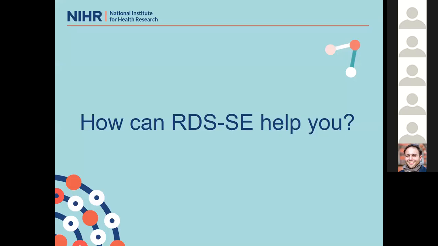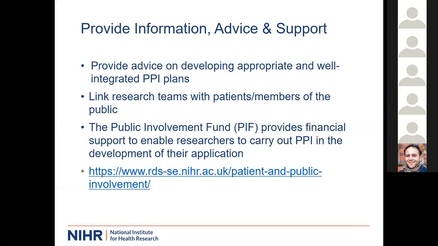I'm just going to wrap up briefly about how we can help you. So you can basically contact us at the Research Design Service, and we'll provide advice and support on helping you develop your PPI plans. We sometimes can link you with patients and members of the public, and as Katie said, there's a slide there about other ways that you can do that as well. We have a public involvement fund where we can provide small amounts, pots of money to help you with your PPI endeavours. And again, I've got a link to our website on there as well, so you can read a bit more about how you access that and how you're doing it.